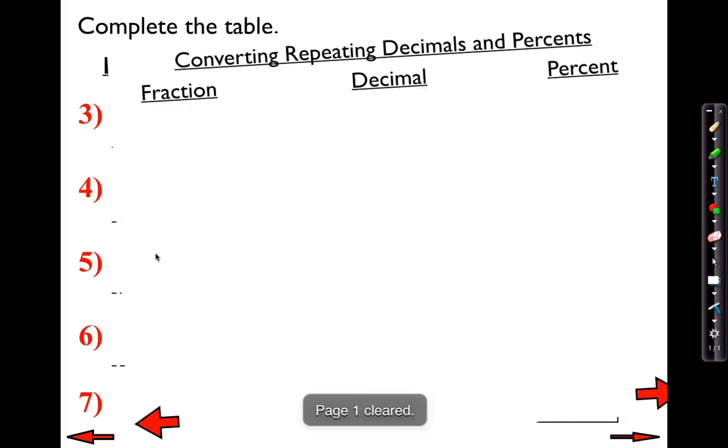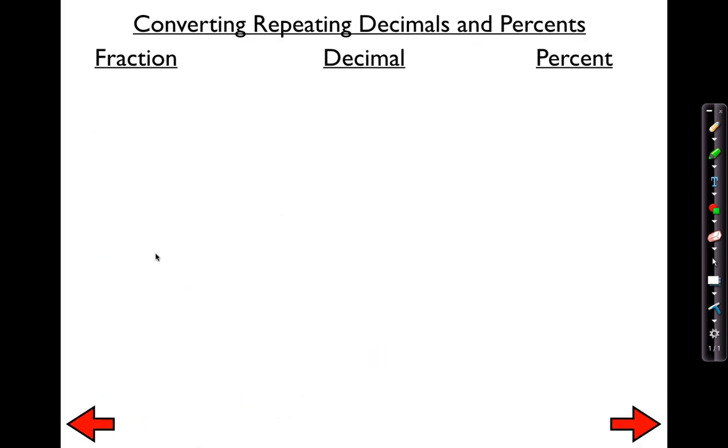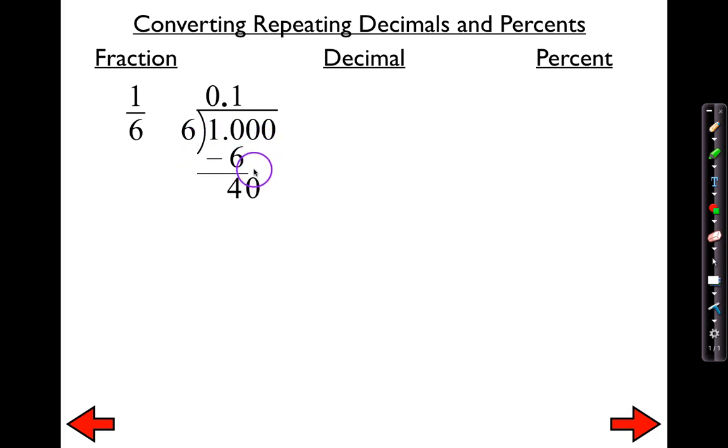Okay, so moving on. Converting repeating decimals and percents. So what do I do here? Here we have 1/6. This does mean 1 divided by 6, so let's set it up as so. Well, first let's bring up that decimal. 6 cannot go into 1, putting a 0 there. 6 can go into 10, so that's once. With a remainder of 4, bring down that 0.